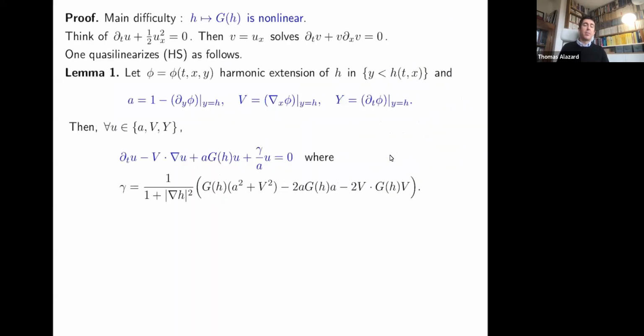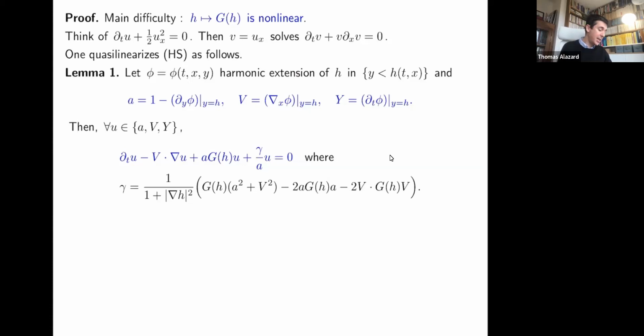I will say a few words about the proof to explain that you can have a very short proof using exact identities. The point is the following. To study the elliptic equations, the main difficulty is that the Dirichlet-Neumann operator depends in a very nonlinear way on the free surface parametrization. And we would like to quasi-linearize the elliptic equation to understand the dependence with respect to h.